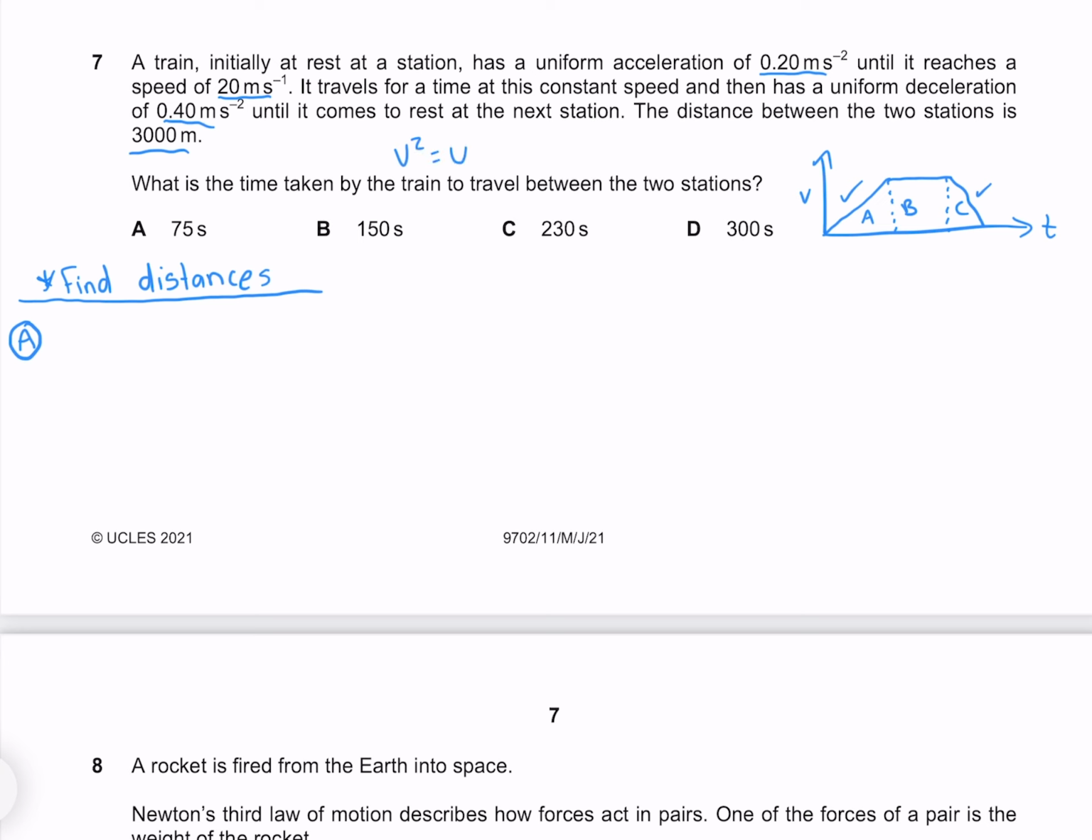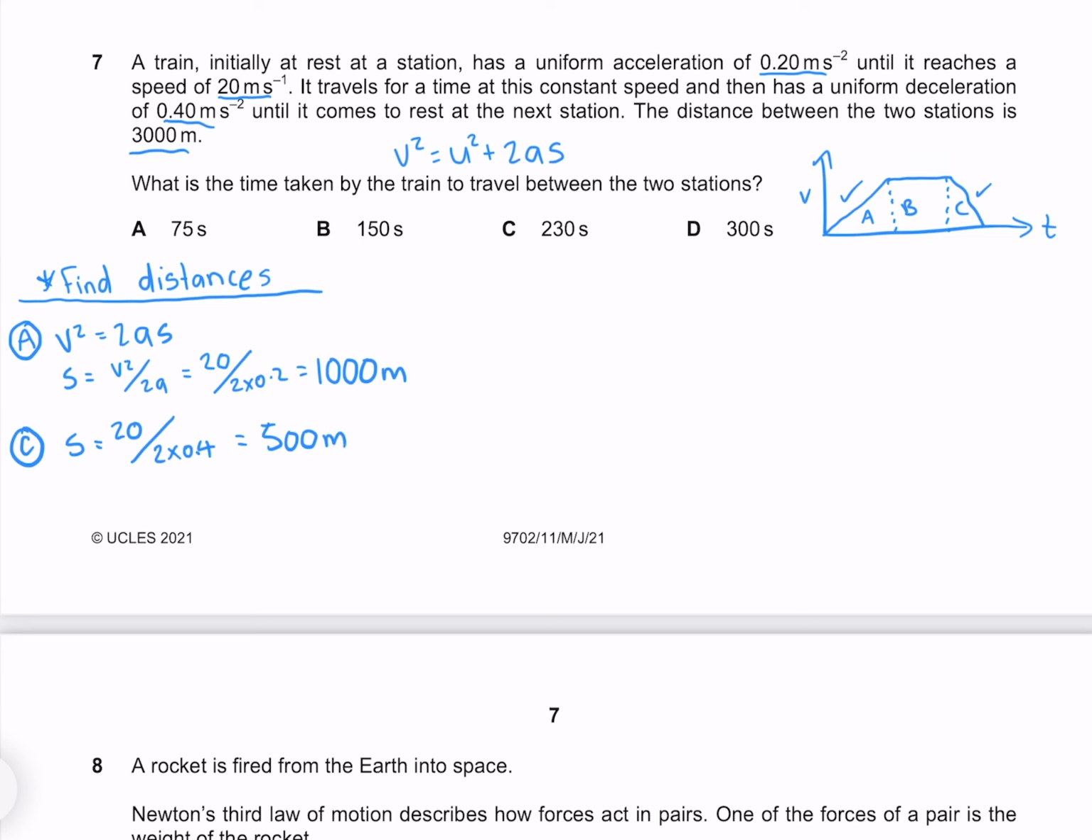Now we know the equation v squared equals u squared plus 2as. For our section A, our initial velocity is 0, so we can ignore our u and write v squared equals 2as. Solving this for our distance s by dividing both sides by 2a and swapping them around. Putting our numbers in gives me 1,000 meters. We can use the same equation for our section C, except now we have an acceleration of 0.4, which gives me 500 meters.